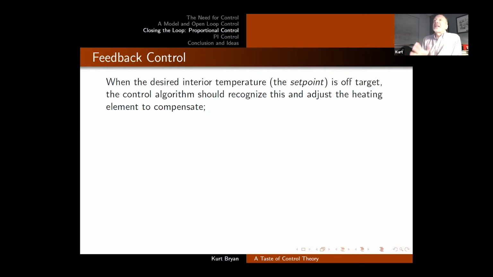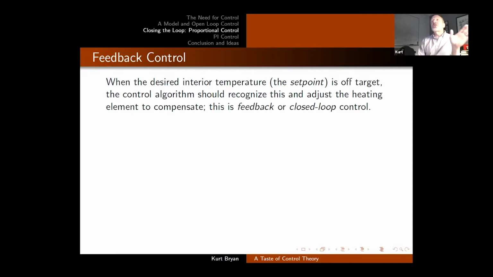What we need is some kind of algorithm that can take measurements of the internal temperature of the incubator and say it's running too hot or it's running too cold, and then compensate on the fly. This is what's called feedback or closed loop control.